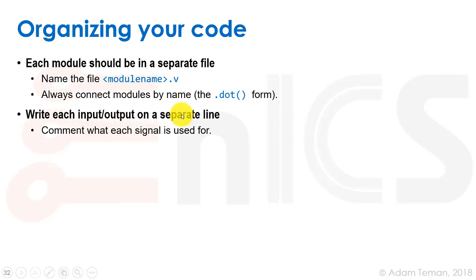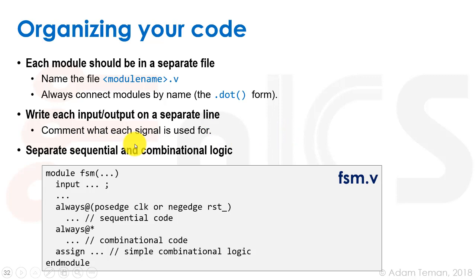Write each input and output on a separate line. The reason to do that is that it makes it a bit more readable, and you can comment what each signal is used for, as I showed before. Separate sequential and combinational logic. There are different coding styles.